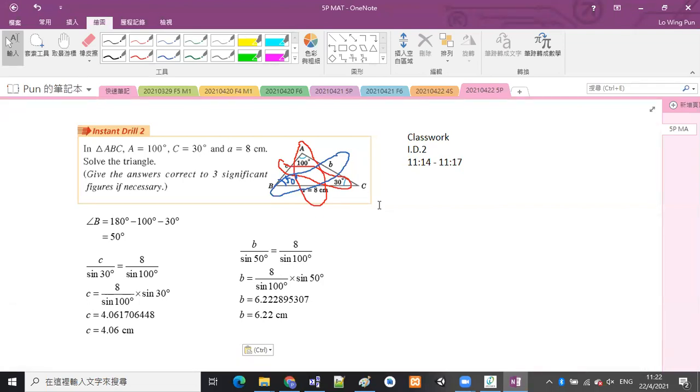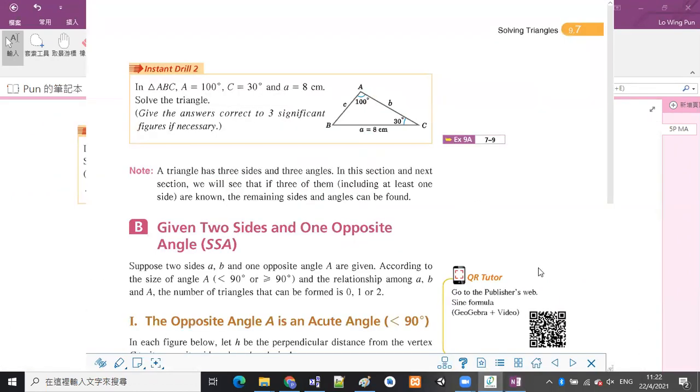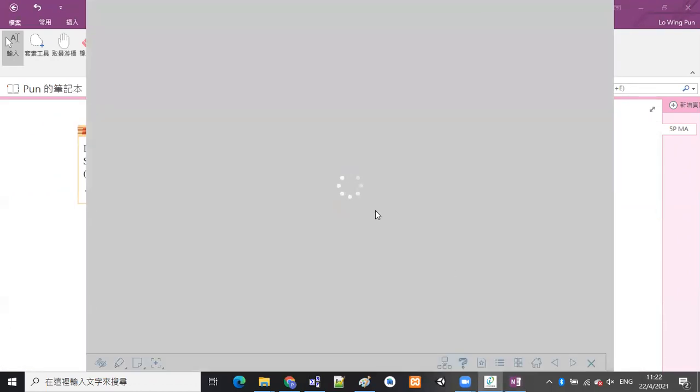So far, up to now, the question just asks us to use the sine formula to find lengths. Sometimes we are going to use the sine formula to find angles. Okay, so let's go to the next example. That should be example 3. Example 3 is here.